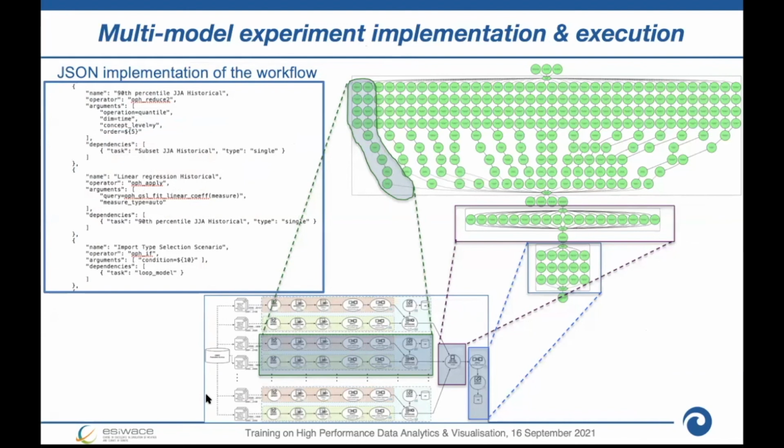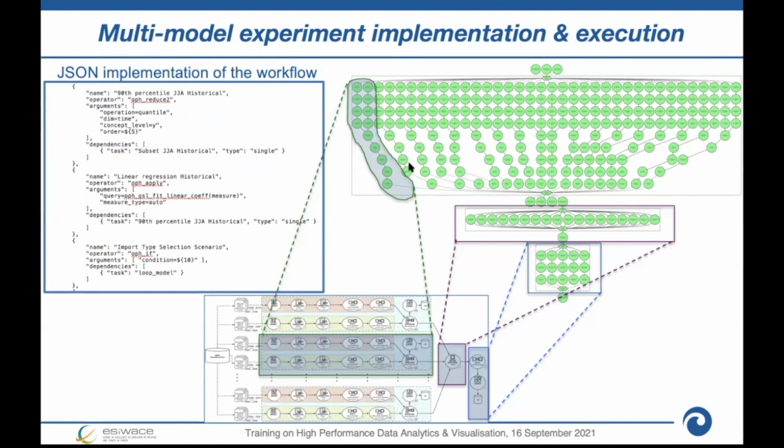The number of tasks defined in the JSON document to implement this particular workflow, of which we can see a snippet here, is around 30 tasks. But then at runtime this is translated by the workflow manager into almost 300 tasks. And here we can see the graph which is produced by running this workflow on the Ophidia platform. And we can also see the different stages of the workflow.